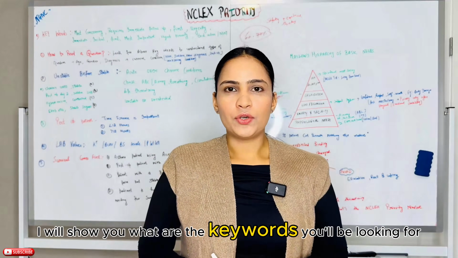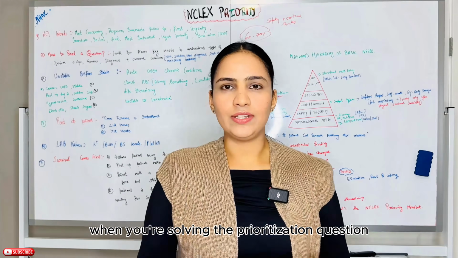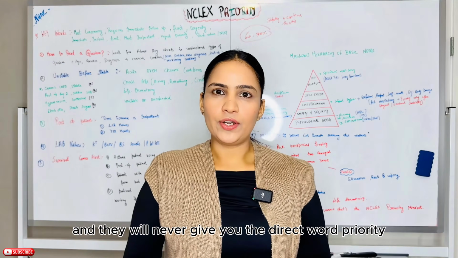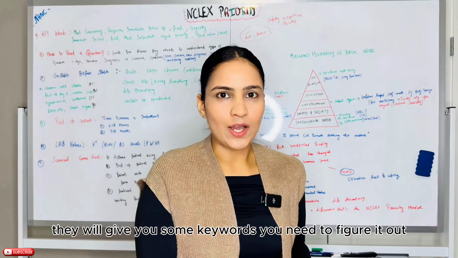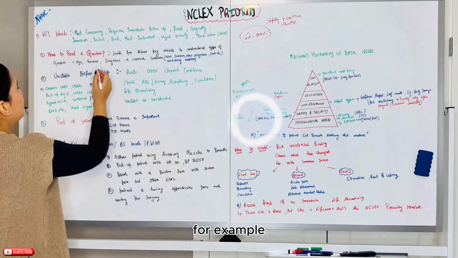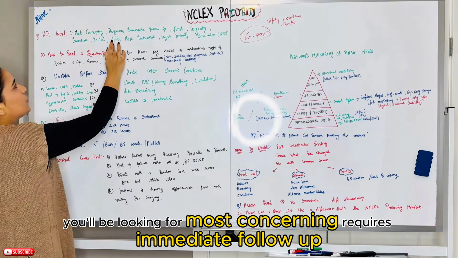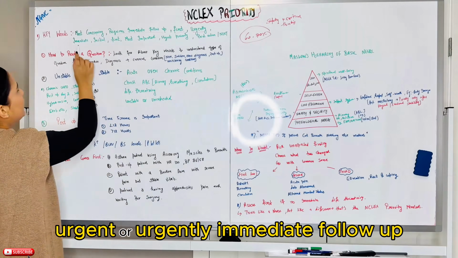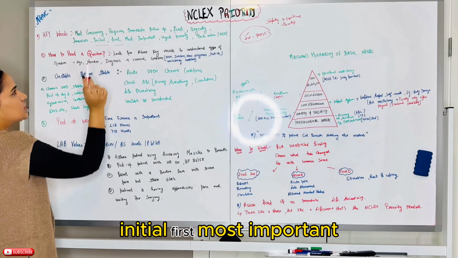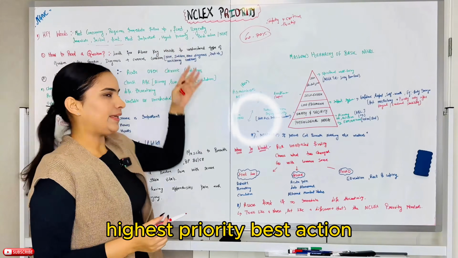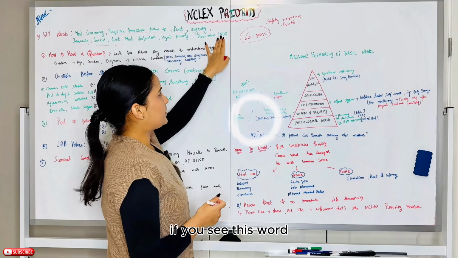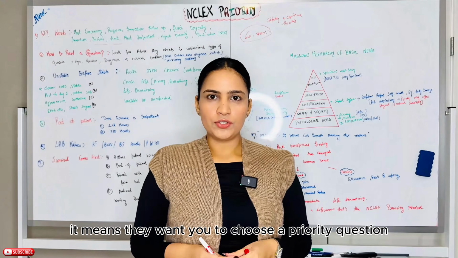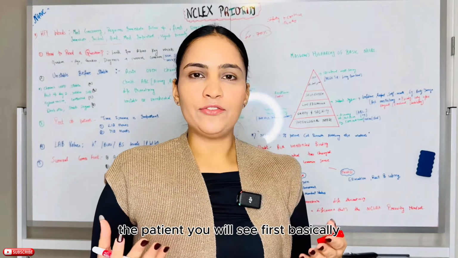In this video, I will show you the keywords you'll be looking for when you're solving prioritization questions. We know the NCLEX-RN exam can be tricky and they will never give you the direct word priority. They will give you some keywords, and you need to figure out if it's a priority question. For example, you'll be looking for most concerning, requires immediate follow-up, first or firstly, urgent or urgently, initial, most important, highest priority, best action, next action. If you see any word from these keywords in the question, it means they want you to choose the patient you will see first.